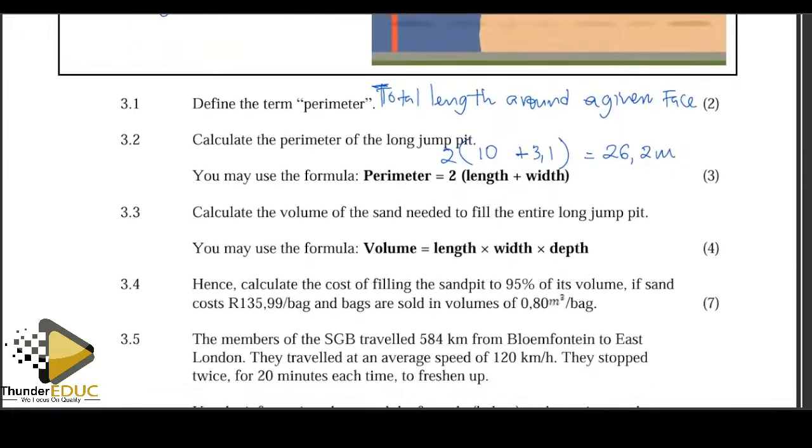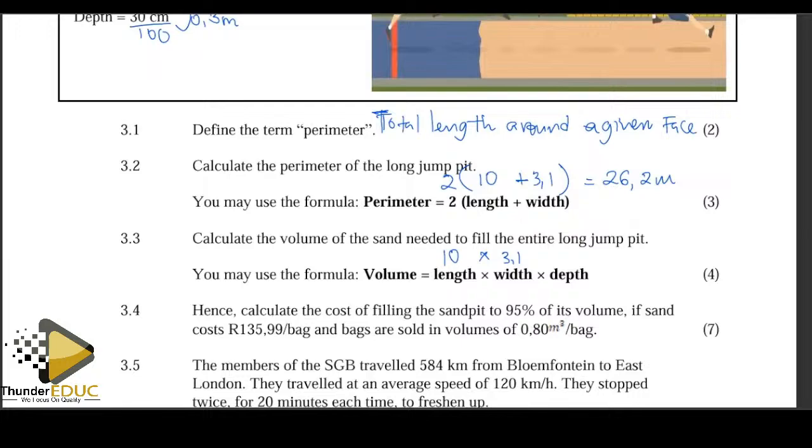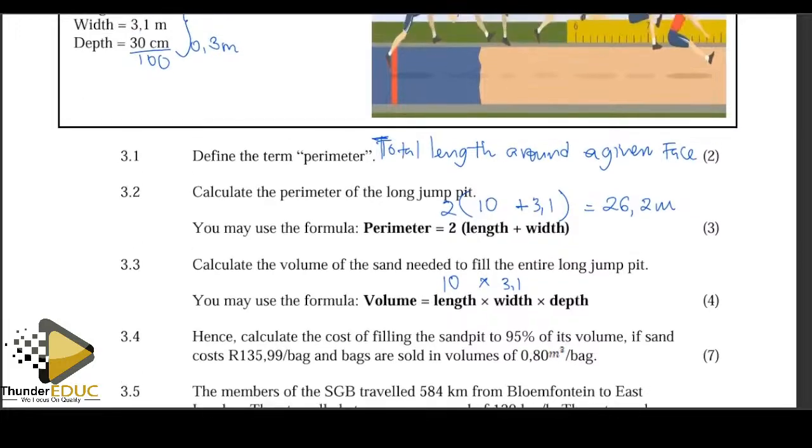Continue to the next question, which says, calculate the volume of the sand needed to fill the entire long jump pit. Now, for volume, we already know our length is 10 times our width, which is 3,1. We just changed the depth because it was centimeters and we made it meters. So we are good to go. So it becomes 0,3. It was centimeters, but we changed it to meters. It's fine. Now we substitute it.